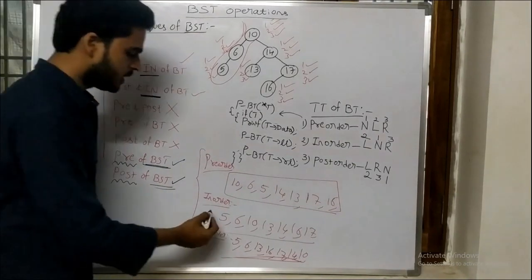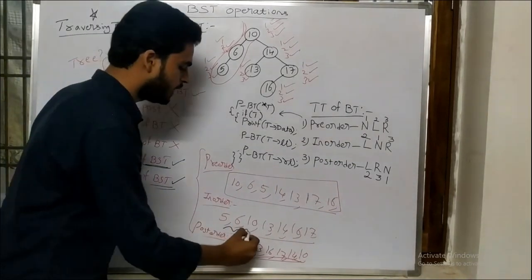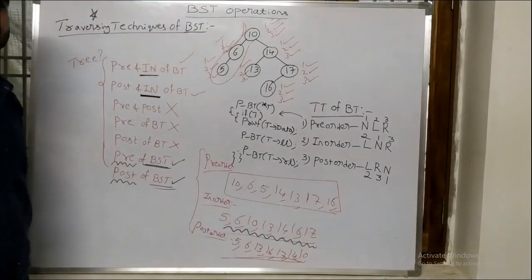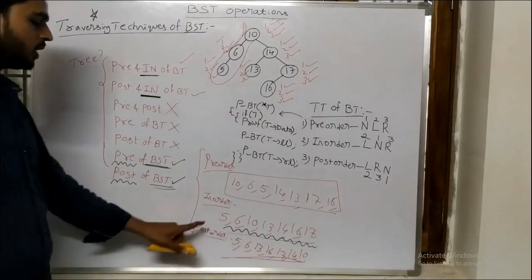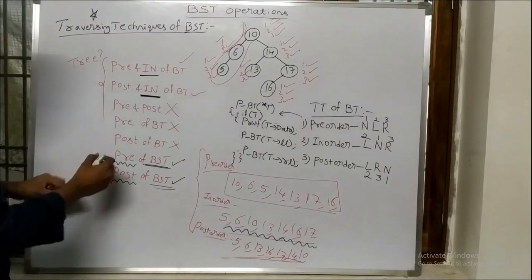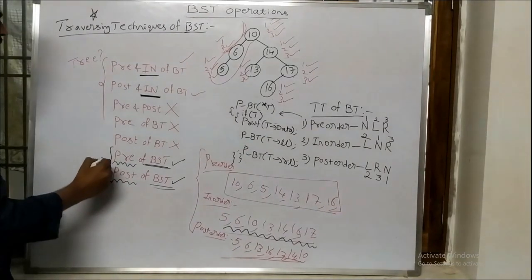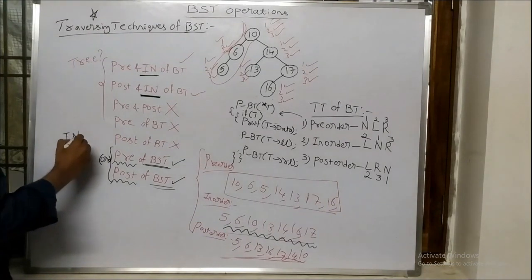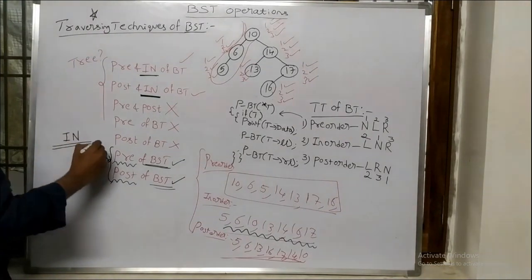Why? Just check this example. The in order for the given binary search tree is a sorted order. So meaning that, even though they are giving only pre-order or a post-order, you can simply write your own in order.